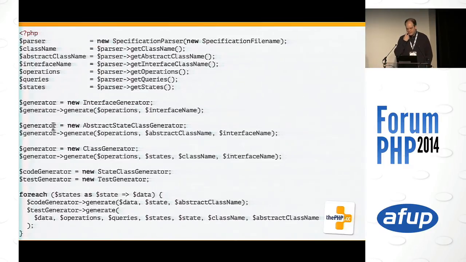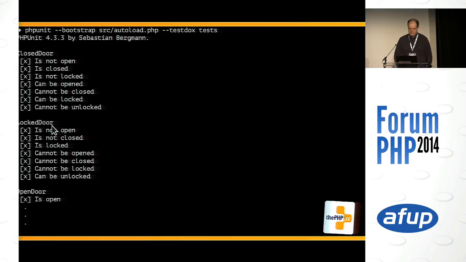So thankfully, with all the information that we have in the XML file about our state machine, it's also really simple to generate the tests automatically. So for instance, if I run the generated tests for the generated code using PHPUnit and PHPUnit's testdox functionality, I get the output of an executable specification for my generated code. So the closed door is not open, it is closed, it is not locked, it can be opened, it cannot be closed, it can be locked, it cannot be unlocked, and so on.